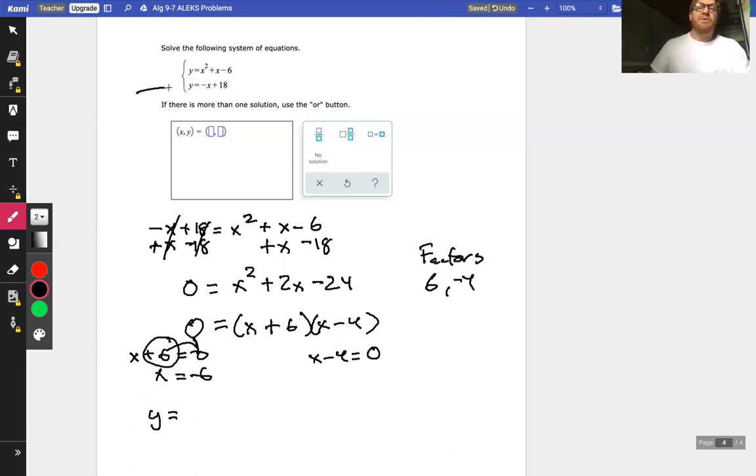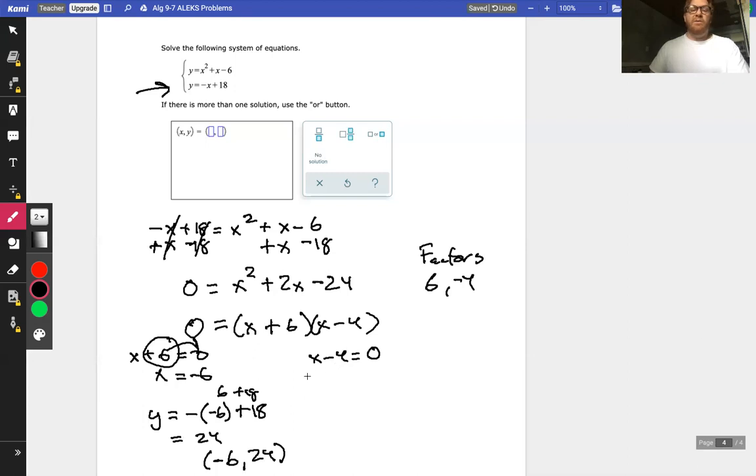Okay, so if x is negative 6, I'm going to put that into my y equation. I'm going to use this equation right here to substitute in. So it gives me negative, because it's negative x, and x is negative 6. So I have a double negative here. So these are going to cancel out. Negative, negative, right? And that becomes 6 plus 18, which is 24. So my first point where these two things meet is negative 6 and 24.